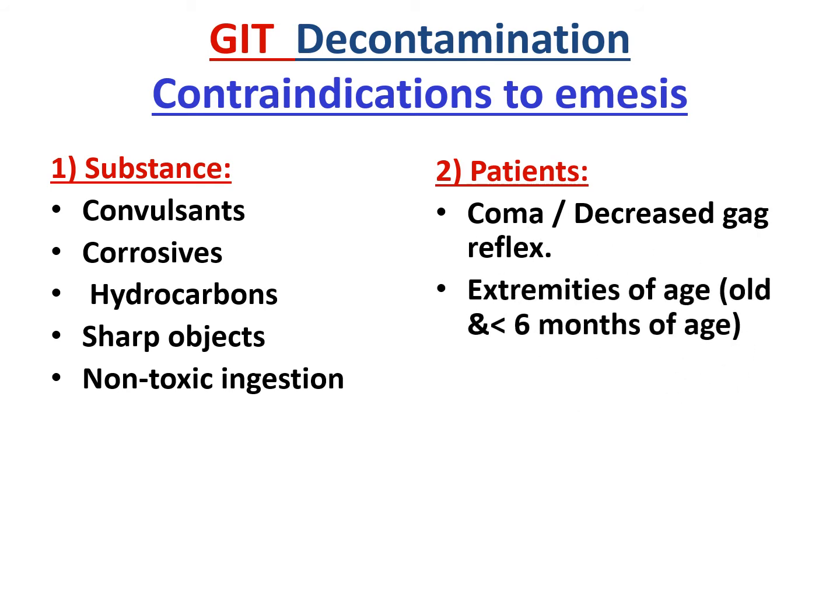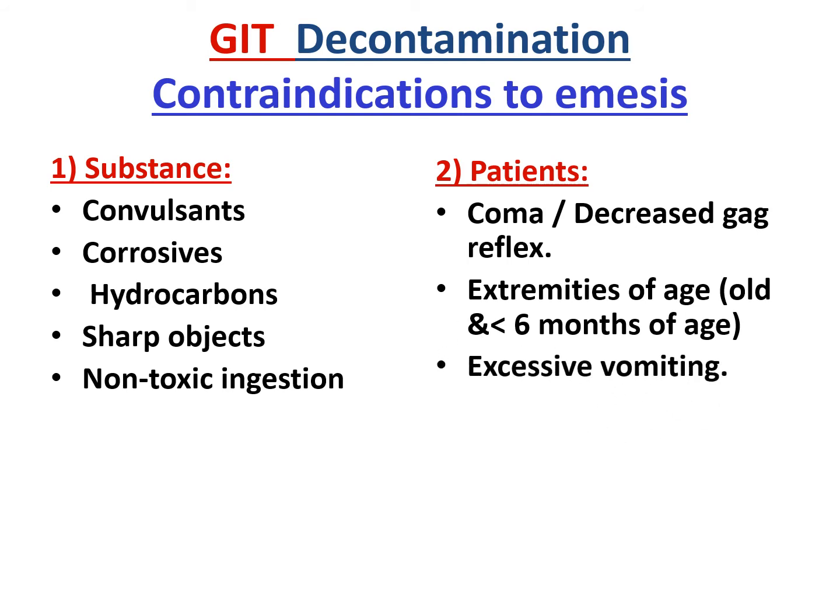Also, in extremities of age, like old age, where the airway protective reflexes are diminished, and before 6 months, the airway protective reflexes are not well developed. Both these extremities of ages may suffer from aspiration pneumonitis.